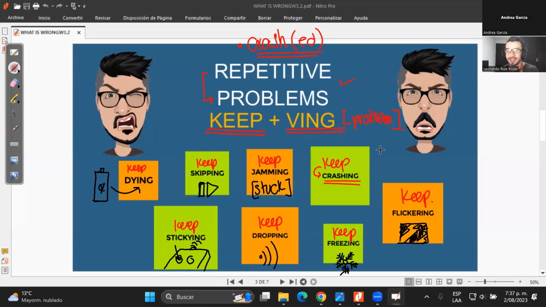Ready? Bueno, Andre, all of the problems are expressed with keep or keeps because it's a repetitive problem. Usually they are problems with electronic devices, con dispositivos eléctricos, right? But sometimes no, depends. These problems are probably more about the software, but also a little bit of the hardware, depending. But it's a repetitive problem, right? So for example, the battery of my cell phone keeps dying, the battery of my computer keeps dying. The series in Netflix keeps freezing the episodes.